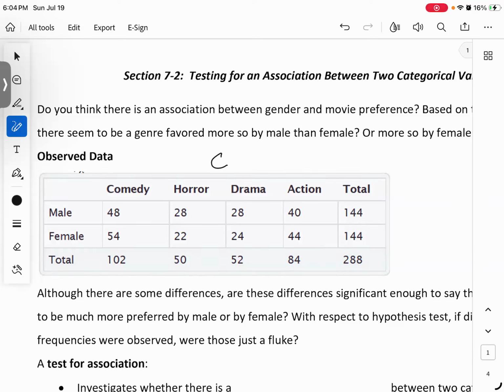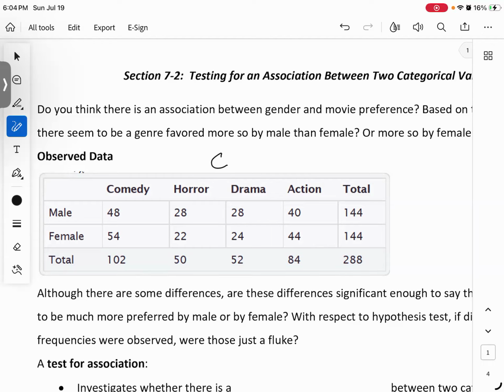Now, we might assume that if you are male, you might like a certain genre more than female, or the other way around. Because someone is female, they might tend to favor one genre more than the other. This right here is just a frequency table, which is showing us the straightforward count. How many males said comedy? How many males said horror? How many females said the same, for each of the different options of movies that they had.